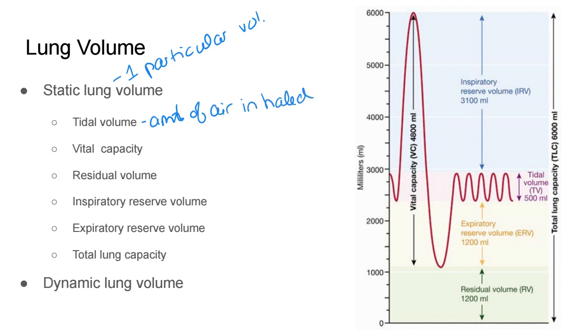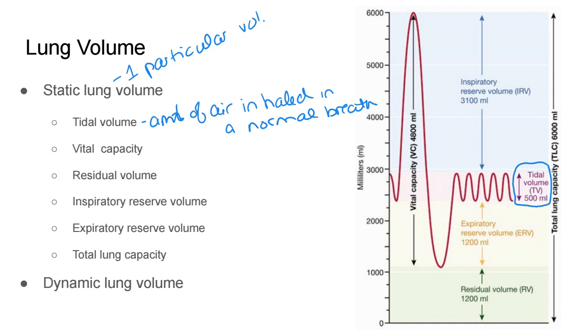On the diagram, you can see it marked tidal volume here. So that is a normal breath. It's not tons and tons. It's about 500 milliliters, but that's what our tidal volume is, the amount of air that is inhaled in a normal breath.